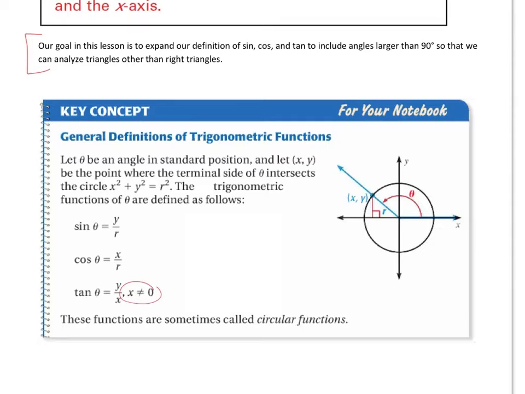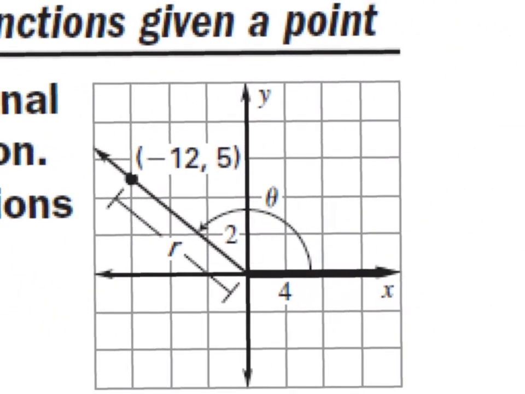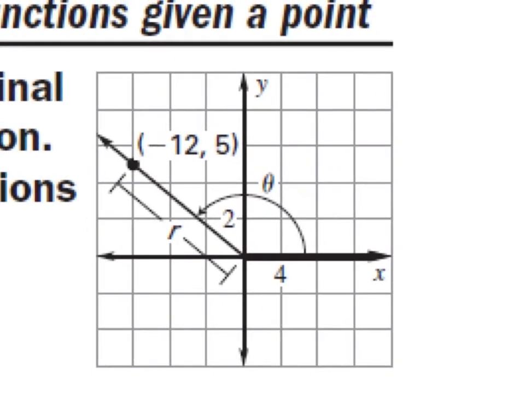On the next page, on page 10 of your notes, we see an example, and example number 1 says, let negative 12, 5 be a point on the terminal side of an angle theta, okay? So let's talk about what's going on here. So here's our picture, okay? And what we're going to go ahead and do is we're going to say there's theta, that's the angle we're going to goof around with here.